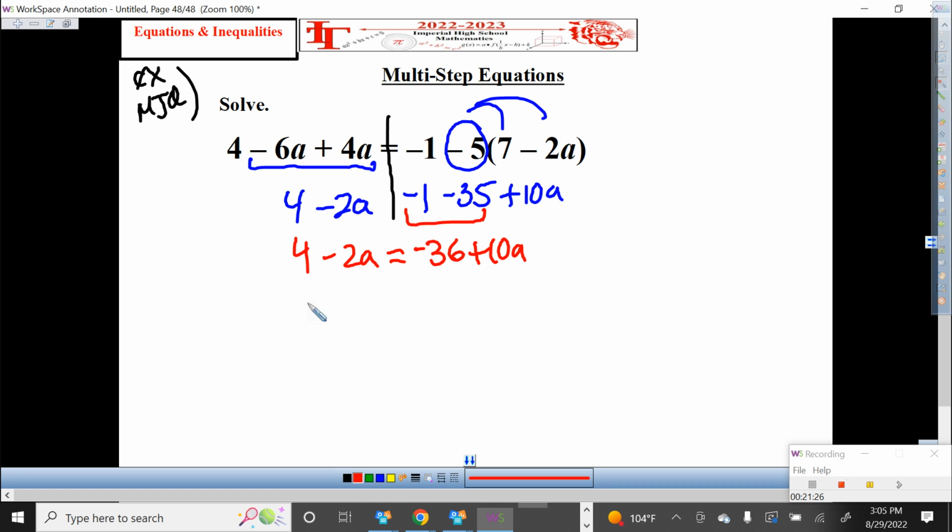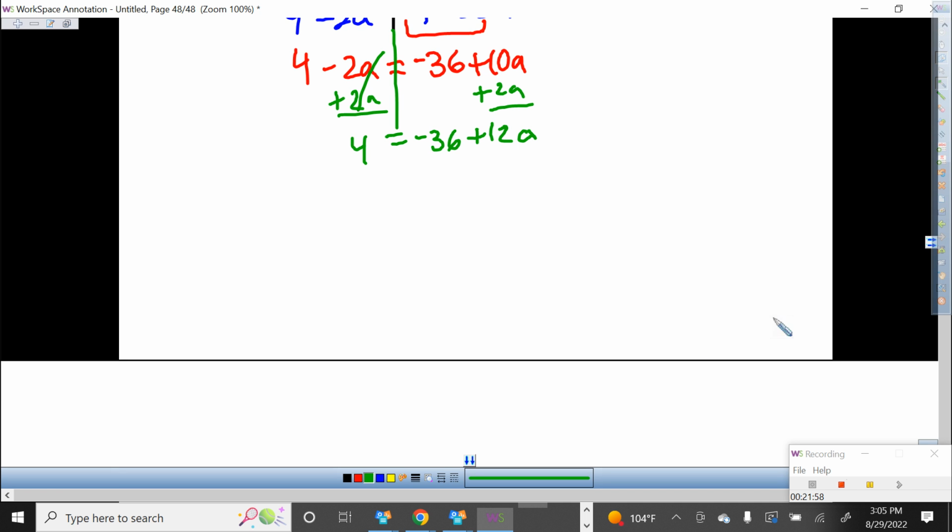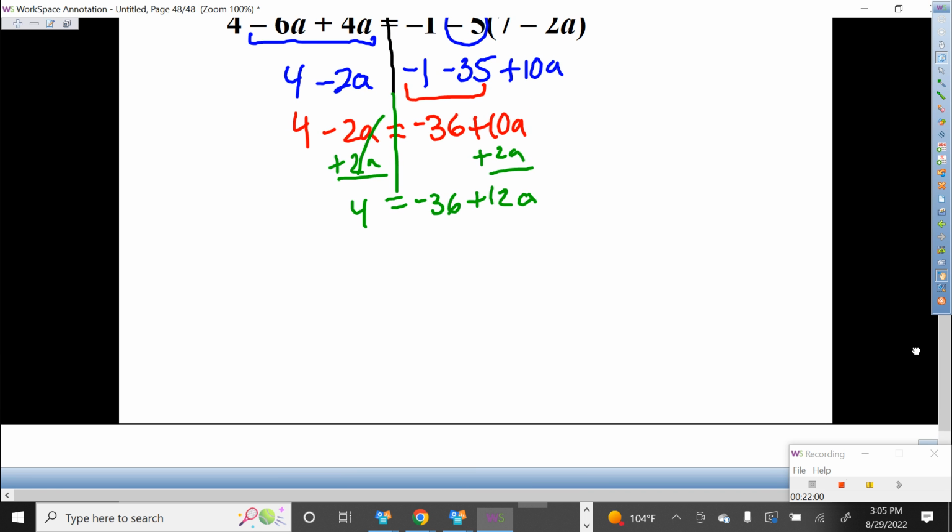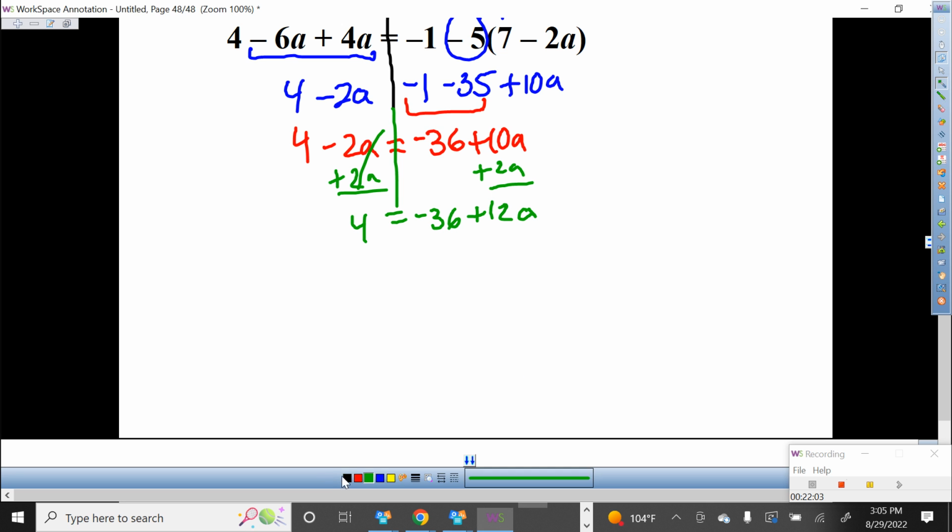Jasmine, what do we do from there? So you add 2A, bless you. Add 2A, add 2A. So that gives us 4 equals negative 36 plus 12A. So far, so good. Everybody following? Yes? Luis, what do I do from there? I'm sorry? Add 36 to both sides. We get 40 equals 12A.